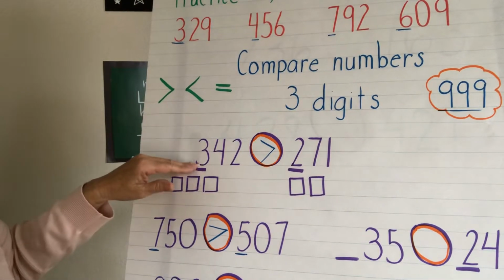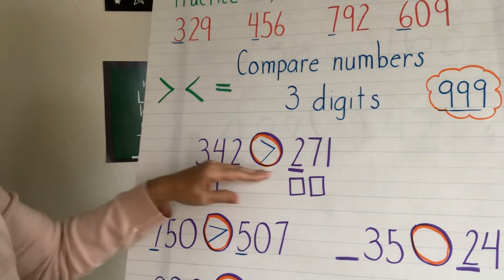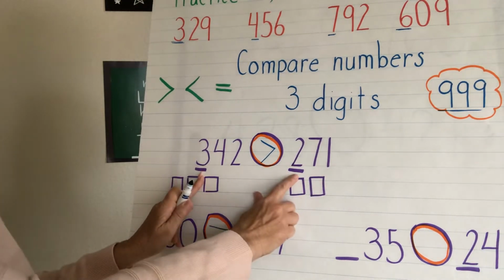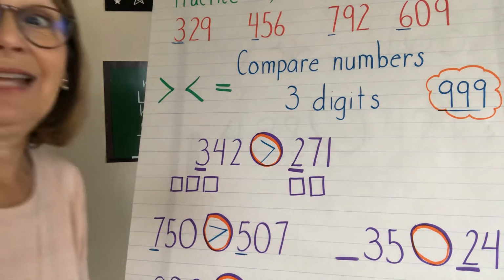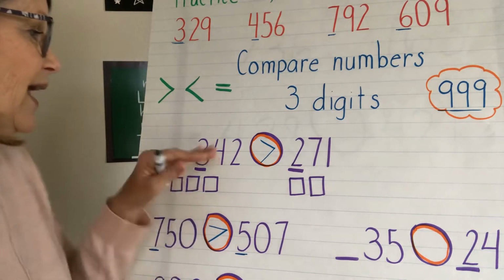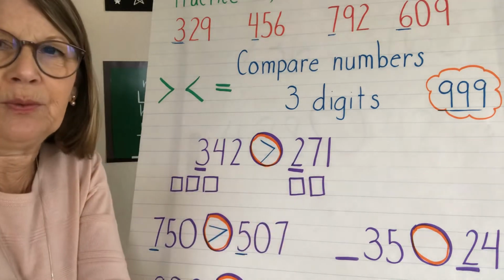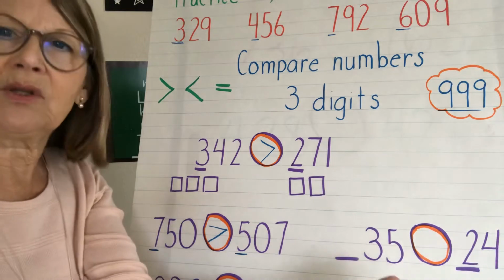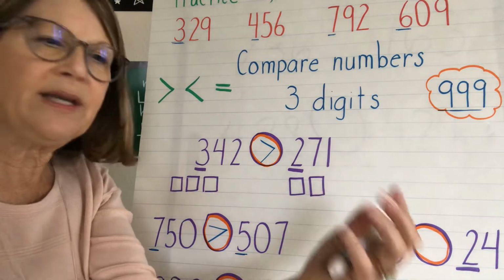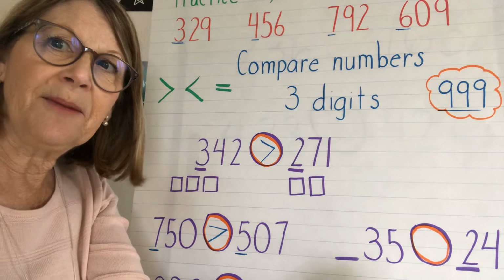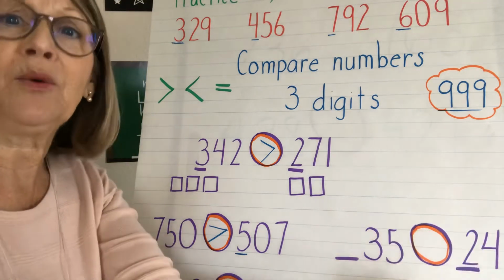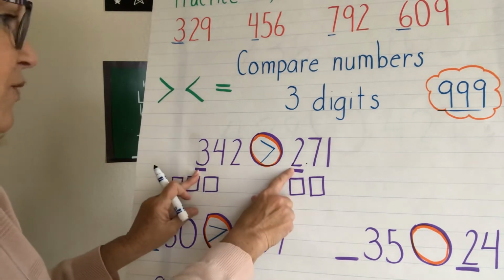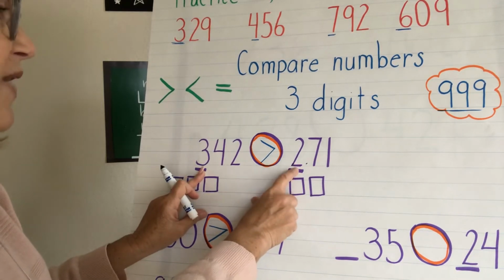As we look at 342, we want to compare it to 271. We want to look at the hundreds first of all. If I had M&Ms, which you guys know I love, if I had a pile of 342 and another pile of 271, they would just look like two big piles to me. I wouldn't necessarily be able to look at them and say, oh, I know this one's greater. So what we want to do is look at the numbers. Go to the hundreds. 3 is greater than 2.